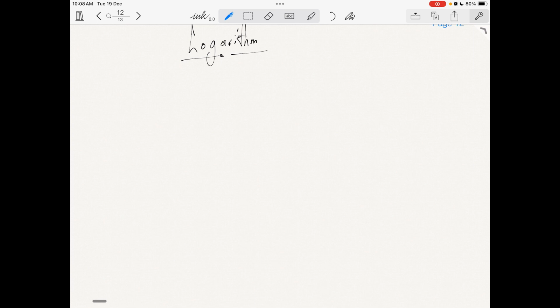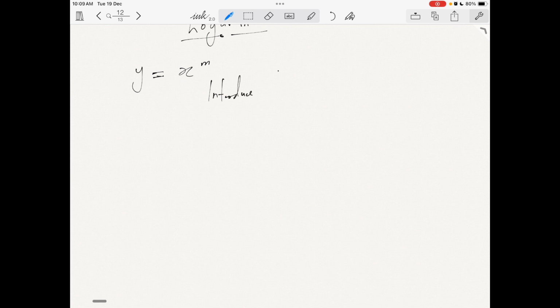So logarithm can be established from indices. If we have x raised to power m, like we usually do, let's say y is equal to x raised to power m. With that, we want to introduce logarithm. The rule is very simple.